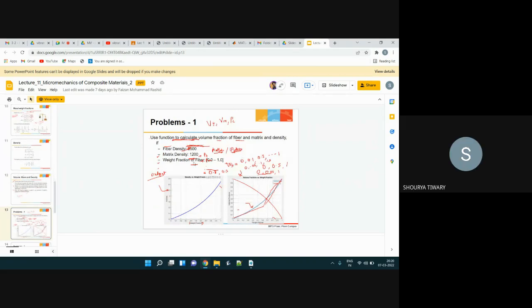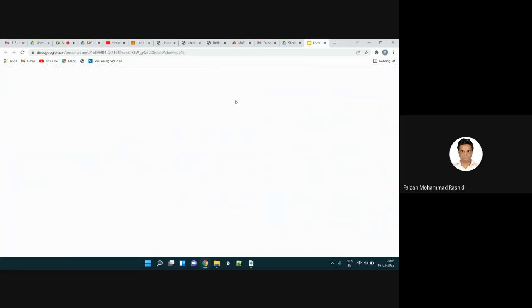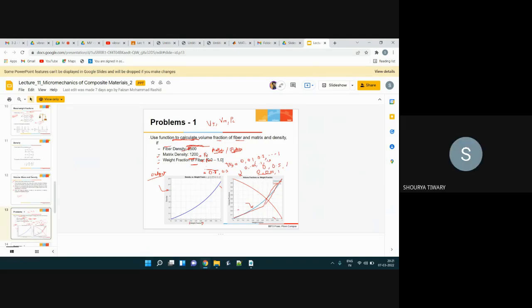This is the first problem. Yes, you're audible, go ahead. So here volume fraction was given, correct? No, we need to calculate the volume fraction of fiber and matrix. Weight fraction is given, with the density on the y-axis, sir. Okay, so what is given? Fiber density and matrix density are given.